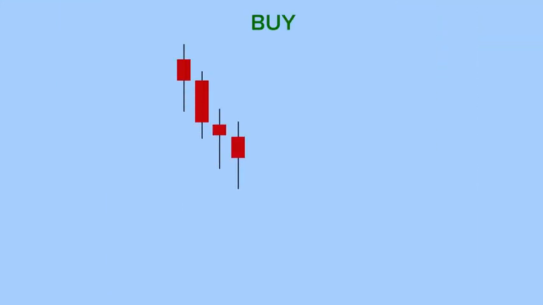But suppose we see a spinning bottom or a doji and the price starts reversing, then if the price moves above the top of that doji candle or the spinning top candle, we can take a long position. In that case, if it happens within the next one or two candles, with the stop loss below the low of the candle, we can take a long position with a trailing stop loss, obviously.